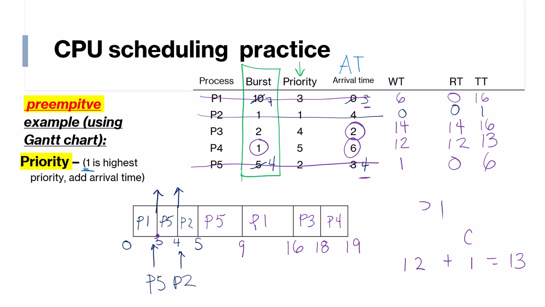To get the averages, you would just add this up and divide it by 5, add the response times and divide by 5, and add the turnaround times and divide by 5.